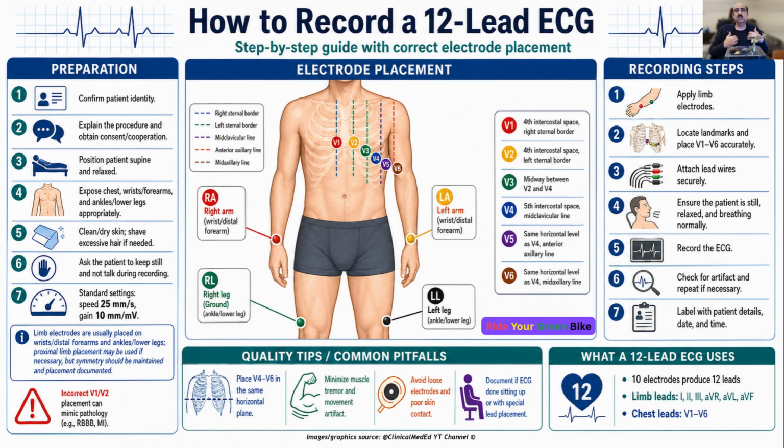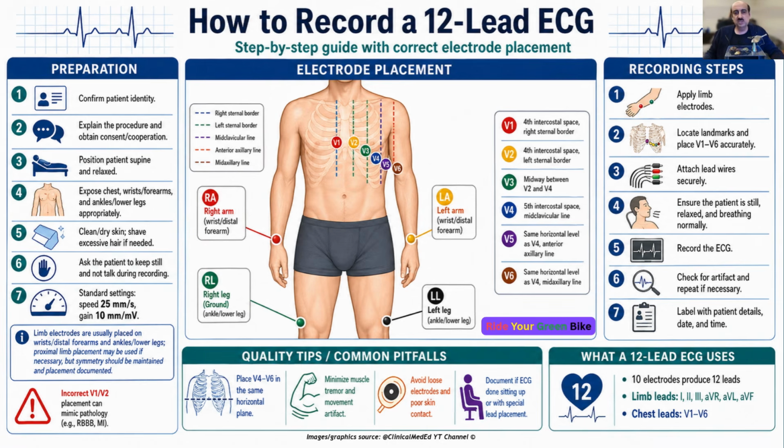V1 to V6 chest electrode placement. Remember two intercostal spaces, 4th and 5th. The 4th intercostal space on the right and left is V1 and V2. Let's forget about V3 for now. Then V4, V5 and V6 come in the 5th intercostal space, successively in the mid-clavicular line, anterior axillary line and mid-axillary line. So between V4 and V2 sits V3. You just place V3 in between V2 and V4.